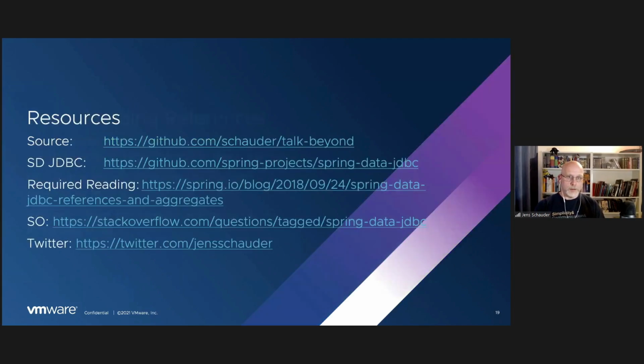And I'm almost out of time, which fits nicely because I'm also out of examples. The sources that I showed you are in this repository on GitHub. Spring Data JDBC itself, of course, is also on GitHub. If you use Spring Data JDBC, please do yourself a favor and read this article, because it explains all this stuff with aggregates and references and how that works in Spring Data JDBC. That is the one thing that you really need to understand to properly use Spring Data JDBC.